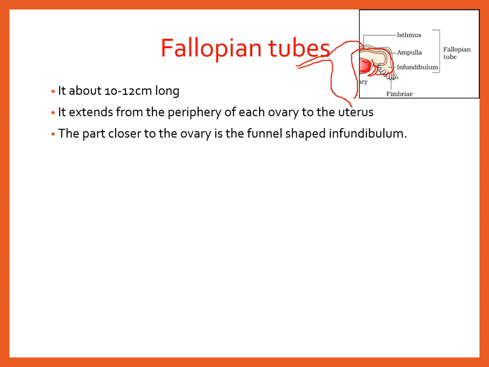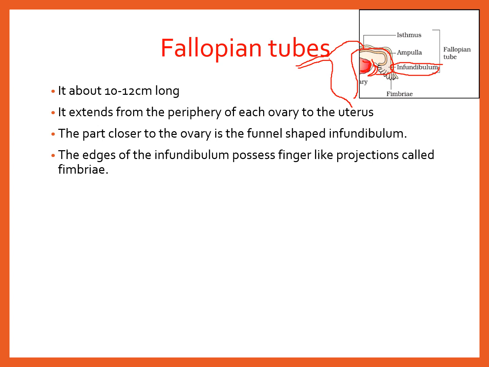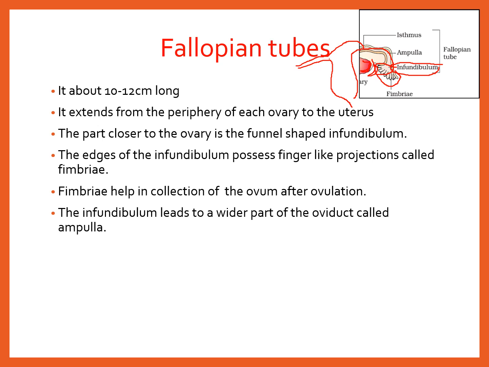The part closer to the ovary is funnel shaped and it is called as infundibulum. And the edges of the infundibulum have these finger-like projections which are called as fimbriae. The fimbriae helps in collection of ovum. So when the ova is released, the fimbriae helps in collecting the ova and transporting it through the fallopian tube.